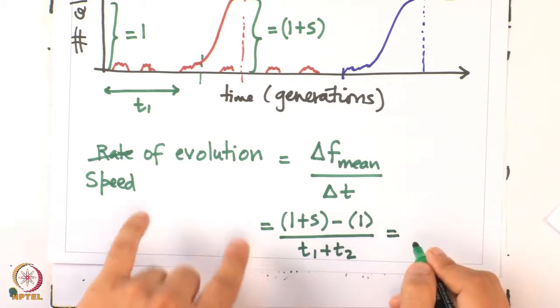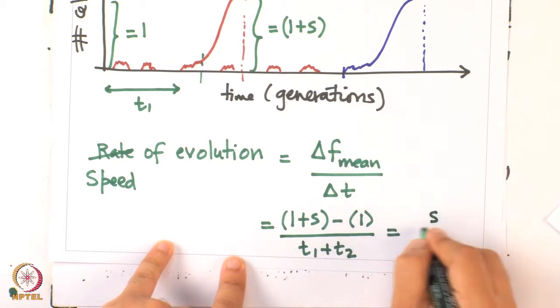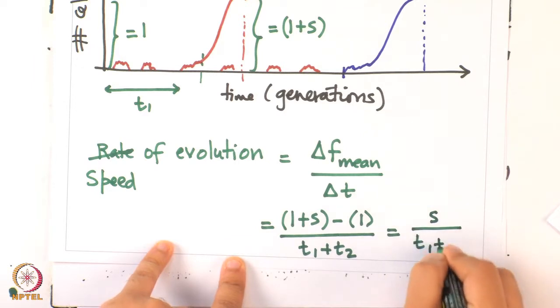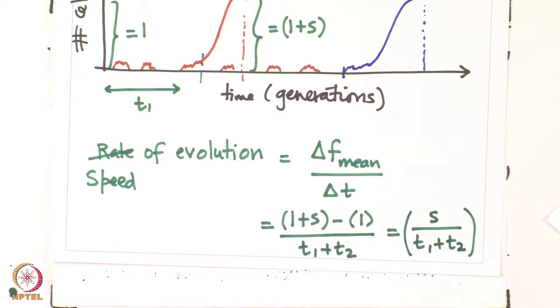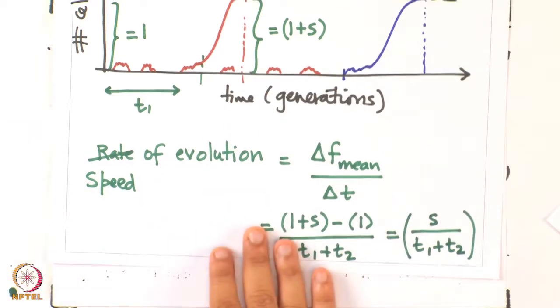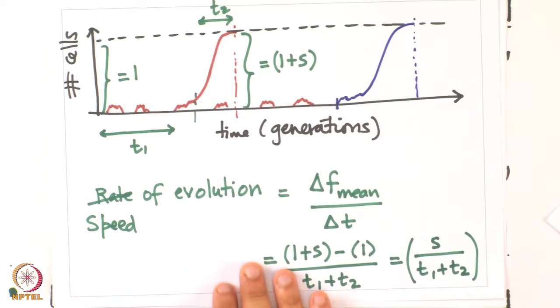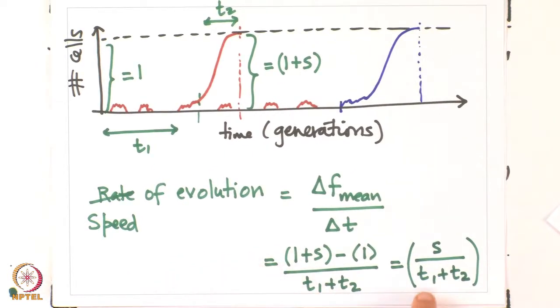So, the speed of evolution is just given by S divided by t1 plus t2. Now, that's the speed of evolution in a context such as this. But what I still don't understand are the values associated with t1 and t2, and that's what we are going to find next. I'll keep this picture here, and let's try with t1 first.